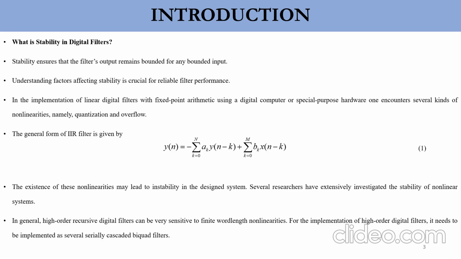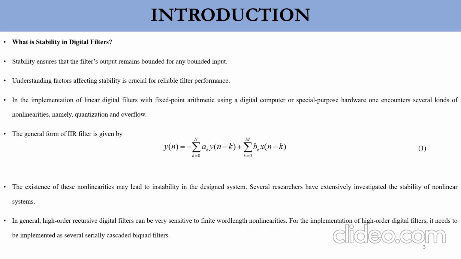Where you would have studied the stability definition as bounded input produces bounded output. So if my input is bounded, my output should also be bounded in order to ensure my system will be stable. If it is not bounded, then I can say it is an unstable system. So what are the factors affecting the digital filter that make my system unstable? That we are going to see.